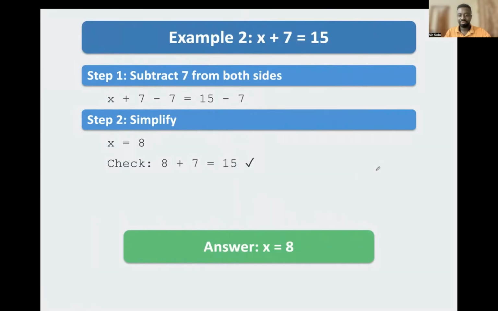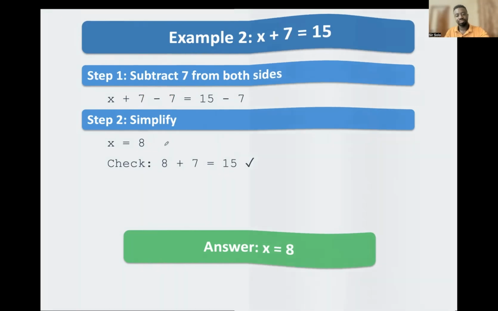Another example: x plus 7 is equal to 15. The 7 goes across, so it's going to be x equal to 15 minus 7, because this is plus 7, and that gives us 8. Or we can use the other method where we have x plus 7 is equal to 15, and we subtract 7 from both sides. This will cancel this. You get x equal to 15 minus 7, which is 8, right? Good.